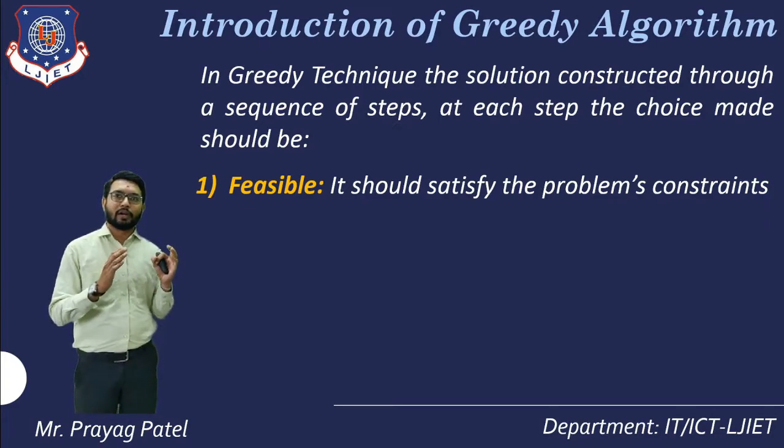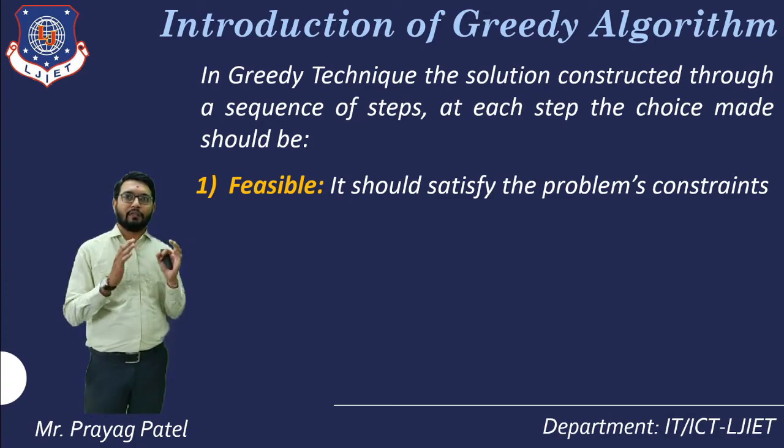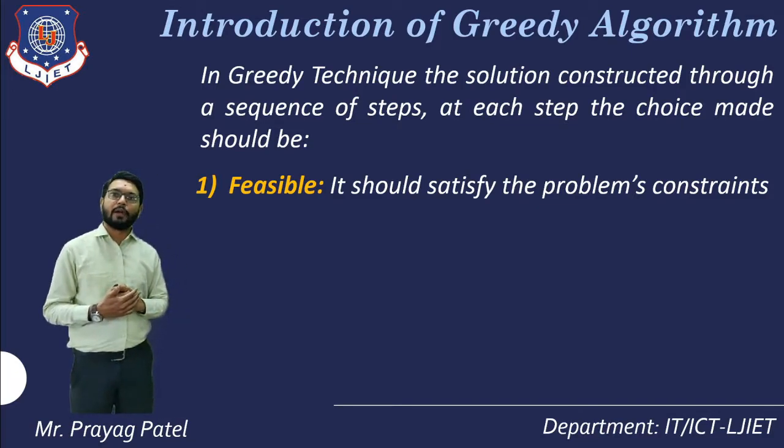For example, consider a problem like the making change problem, where you want to find the change for any number n. For example, you want to make change for 10. Then the feasible solutions are 1 coin of 10, or 2 coins of 5, or 5 coins of 2, or 10 coins of 1. These are called feasible solutions. So a possible solution is considered feasible if it satisfies the problem constraint, meaning the problem condition.